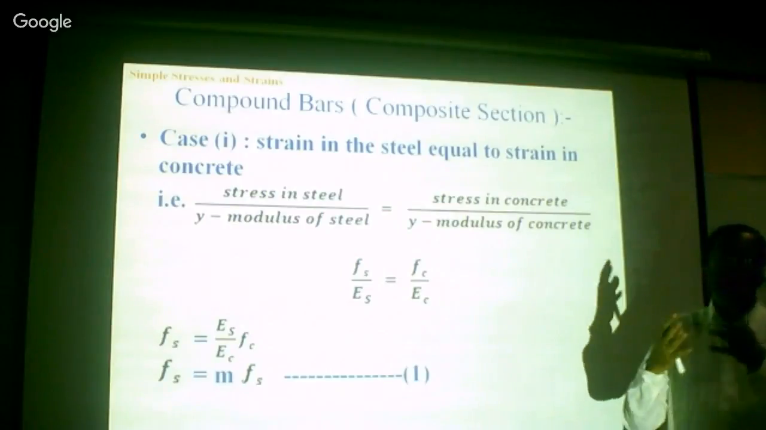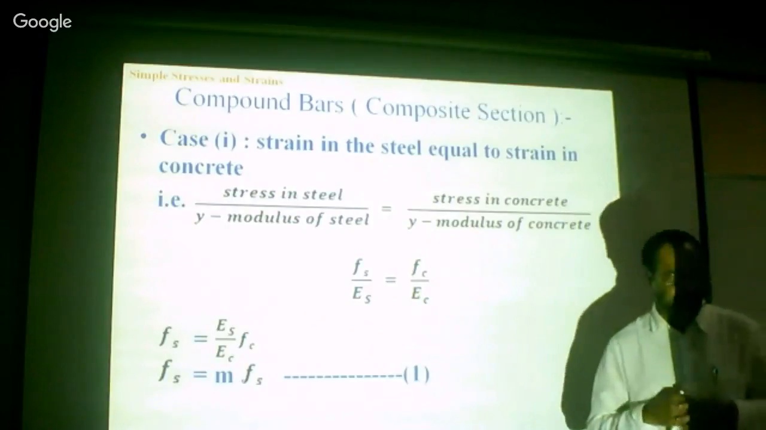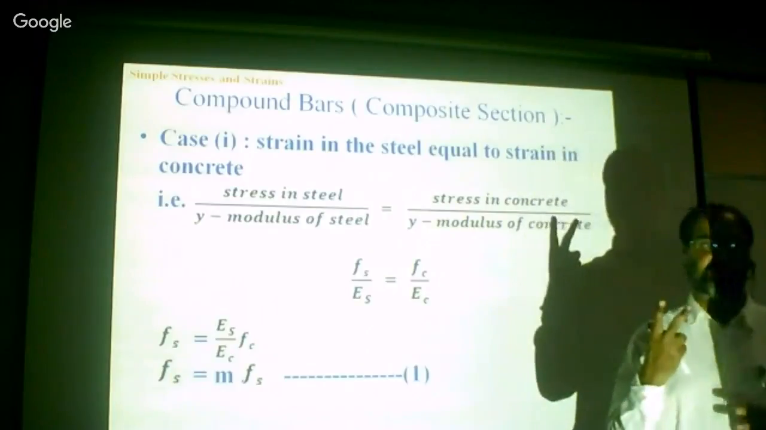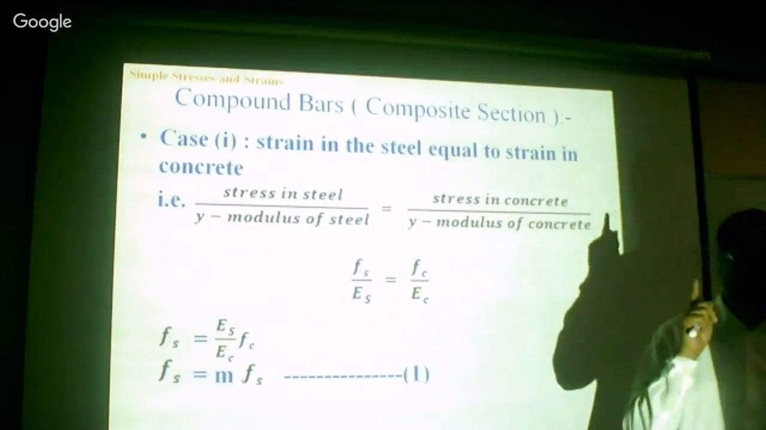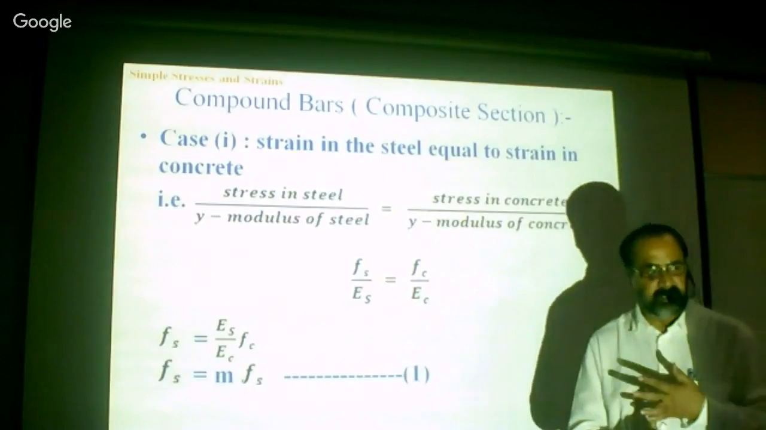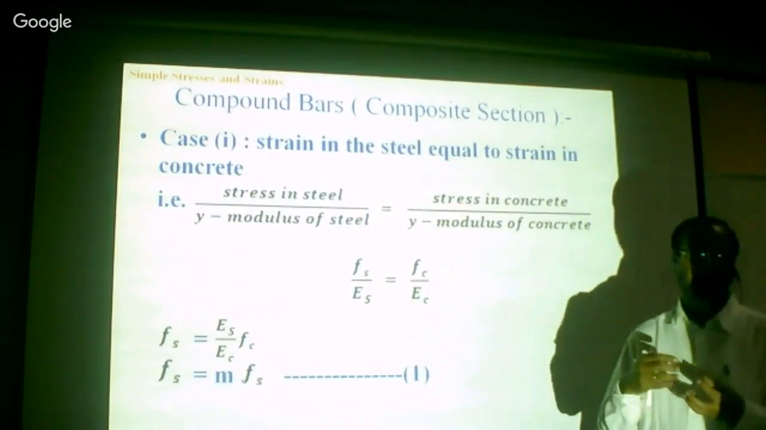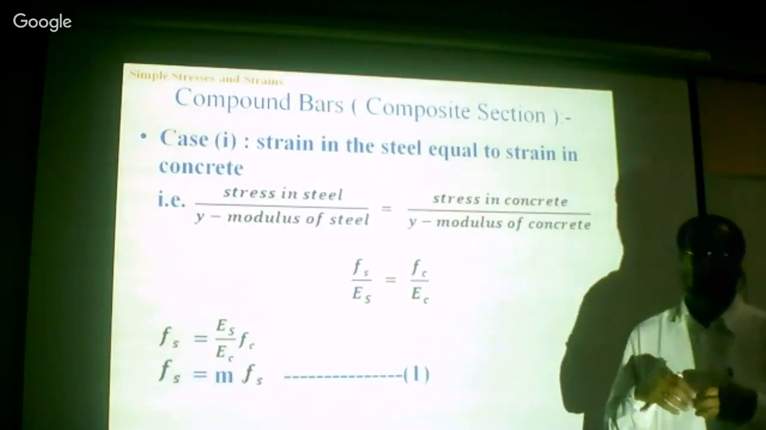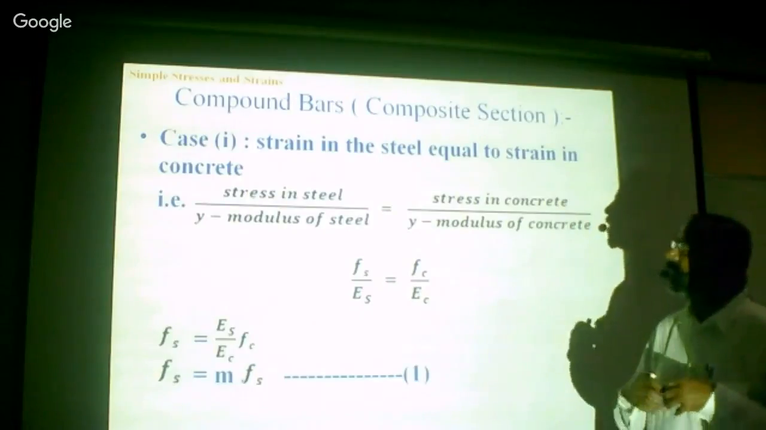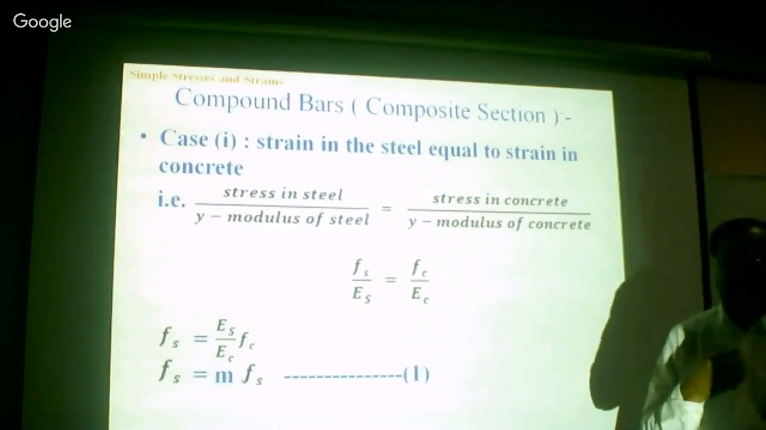For example, the best example is the RCC column. The RCC column is made out of two materials: one is steel, the other is concrete. It is the best example of a composite part. Similarly, encasing steel with aluminum or a copper tube is another example of composite bars or compound bars. They are again load resisting elements.